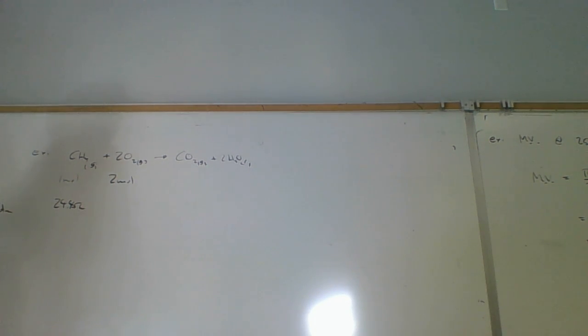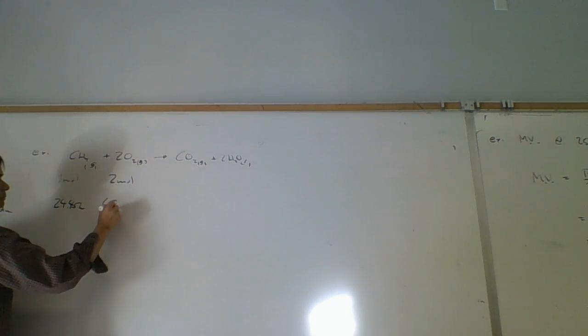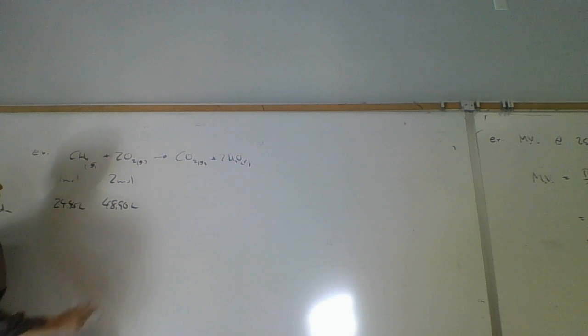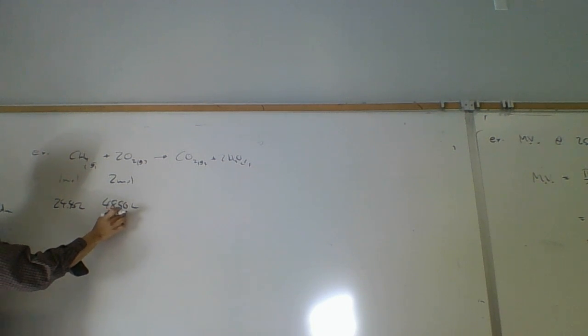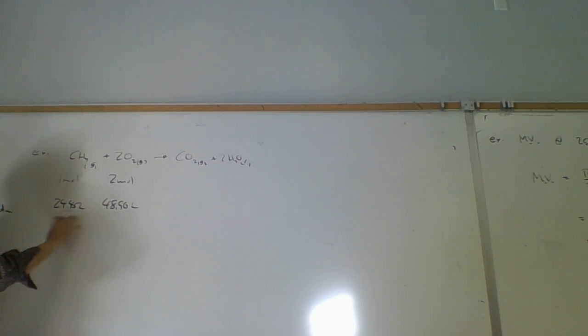Well, 2 moles of oxygen, how much space will that occupy? 2 moles of oxygen, 48.90 liters. So if I take 24.45 liters of methane and react it with 48.90 liters of oxygen, then that's a stoichiometric ratio.